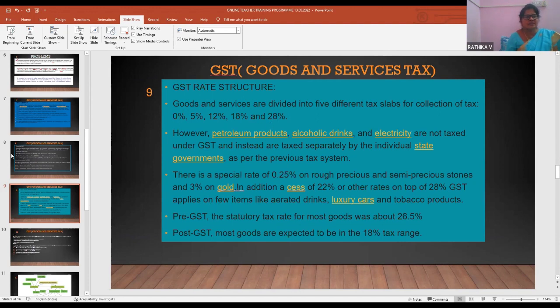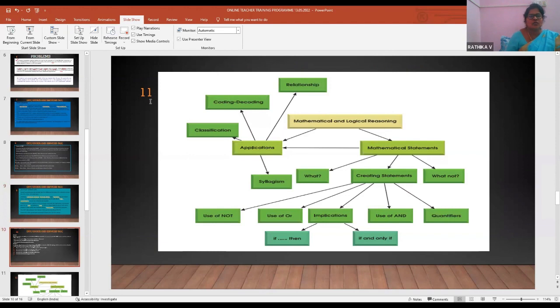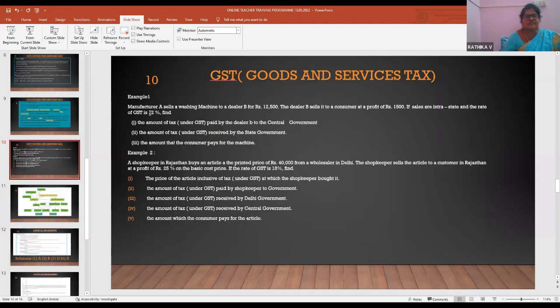And here there is a question. So this question I'm going to work. There are two questions here. First, I will just read the question. A manufacturer A sells a washing machine to a dealer B for rupees 12,500. The dealer B sells it to a consumer at a profit of rupees 1,500. If sales are intrastate, so can you tell me now, what is intrastate?